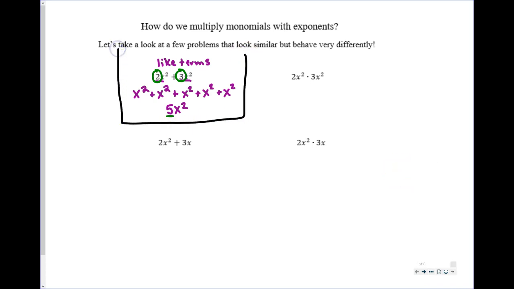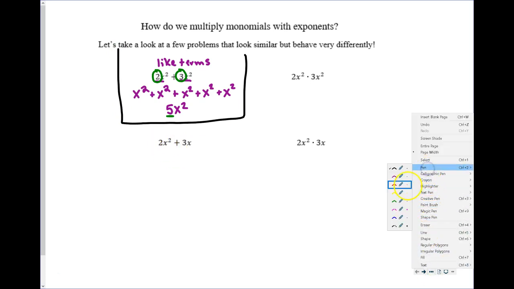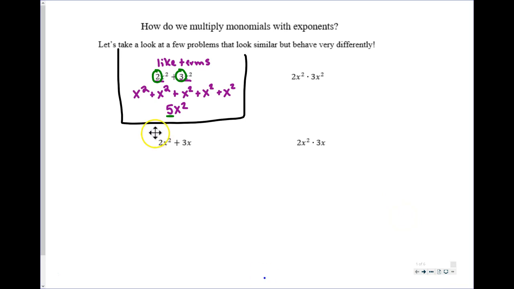Now the second type of problem, I'm going to move down to this one, is where we have unlike terms. So this is a problem where I've got 2x squared and 3x. Now x squared and x aren't like terms. I'm adding, and what have we talked about with unlike terms? Can we add unlike terms? No, we can't do anything to this problem.